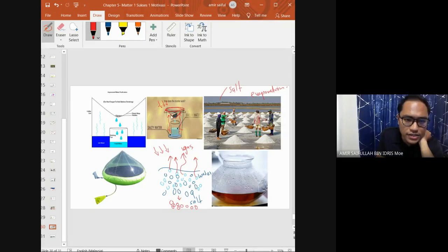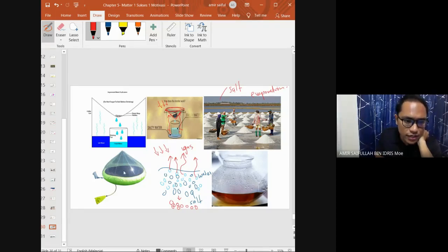Water will evaporate and touch the surface of the plastic. So when it touches the surface of the plastic, the water here is actually fresh water, without mixing with the salt. So the salt actually tinggal dekat luar sini. So all the water will evaporate, and when it touches the surface, it will fall into the cawan. So you get fresh water, while the salt water is left outside. So this is how to get fresh water from salt water.